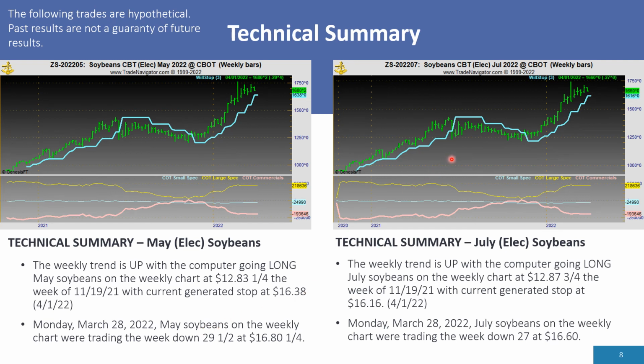Okay, and now we'll take a look at July soybeans. The weekly trend is up with the computer going long the July soybeans on the weekly chart at $12.87 3/4, the weekend of November 19th, 2021, with the current generated stop at $16.16 for the weekend of April 1st, 2022. On Monday, March 28, 2022, July soybeans on the weekly chart were trading the week down 27 cents at $16.60.